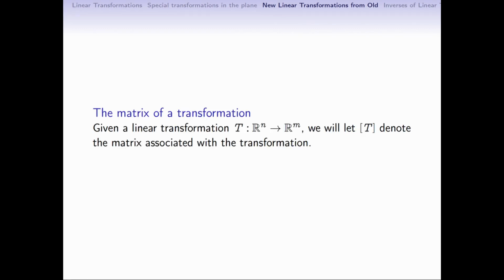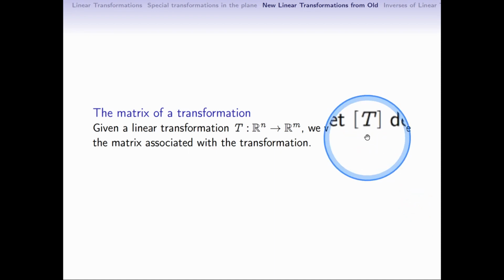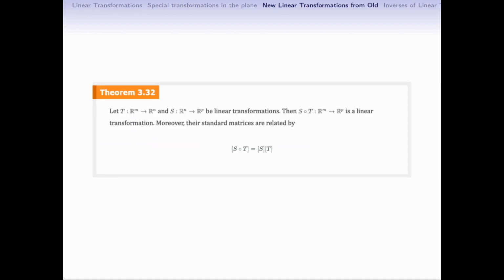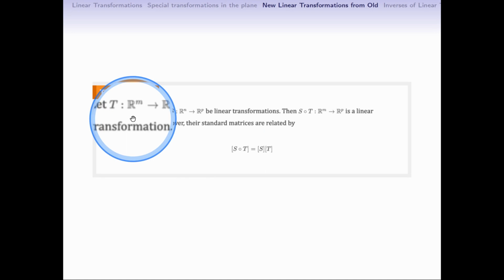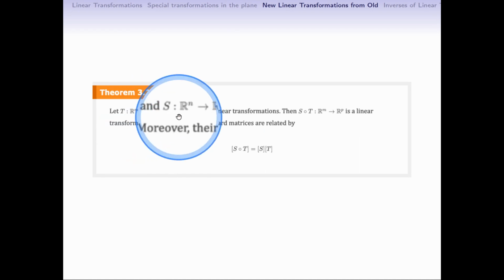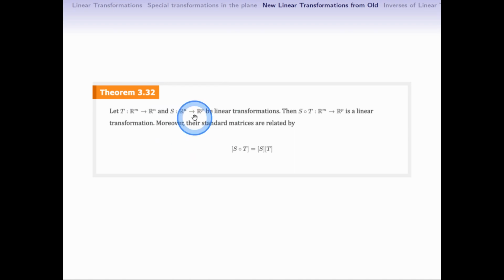Given the linear transformation T from Rn into Rm, we're going to let this symbol, T wrapped by a pair of square brackets, denote the matrix associated with the transformation. Now, our next theorem says something very important about the composition of linear transformations. Let T be a transformation from Rm into Rn, and let S be a transformation from Rn into Rp. And let's assume that those are both linear transformations.